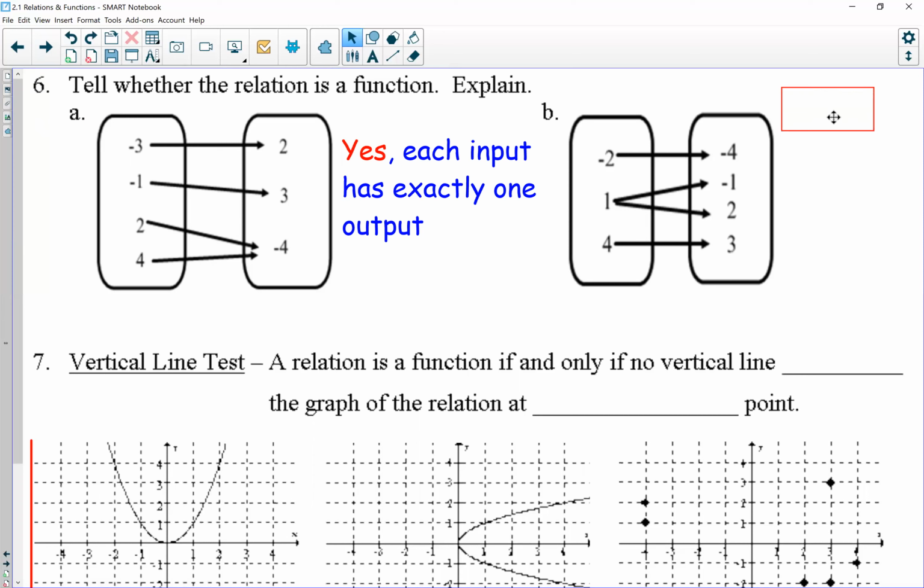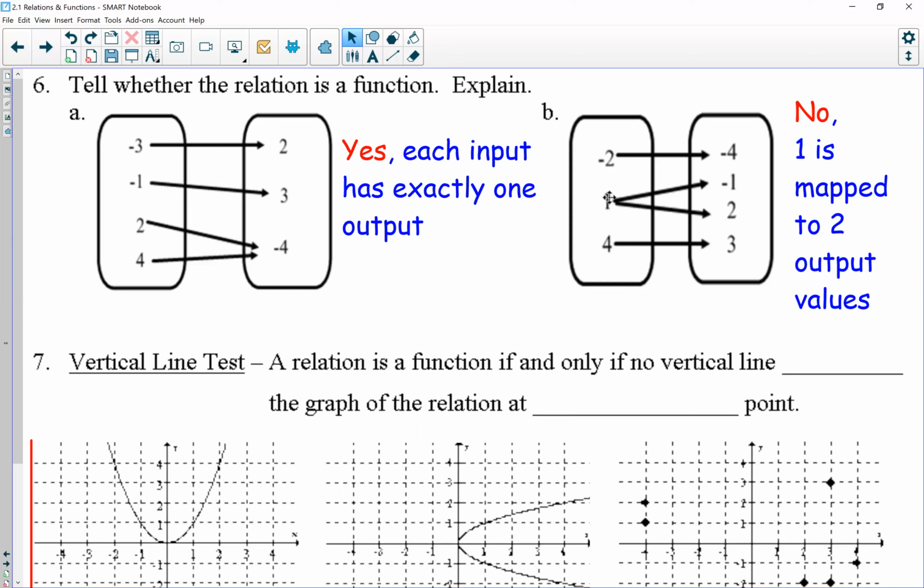Is the example in part B a function? This is not a function because the input value of 1 is mapped to two output values, two different output values. If it were a function, it could only be mapped to one output.